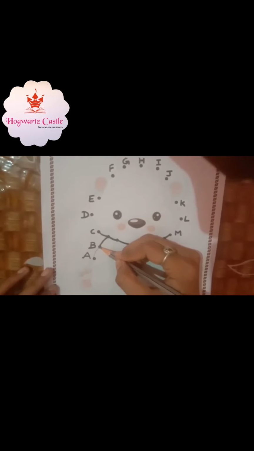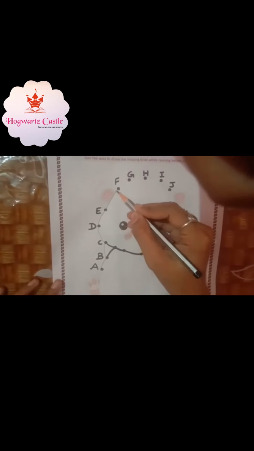What letter comes after B? Letter C. Join B to C. What letter comes after C? Letter D. Join C to D. What letter comes after D? Letter E. Join D to E. What letter comes after E? Letter F. Join E to F.